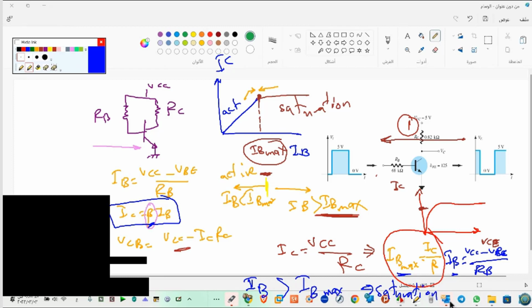So here we have two cases. First of all, I will calculate IB max from the output. Then I will return back to the input. I will calculate IB. And IB, if I want to work in saturation, I will take benefit from something. That means the last point, the end point of the active region, will be the first point of saturation. Okay, so for that reason, I can calculate IB max, then IB should be bigger than IB max. Got it? A little bit complicated. Is it clear for you?